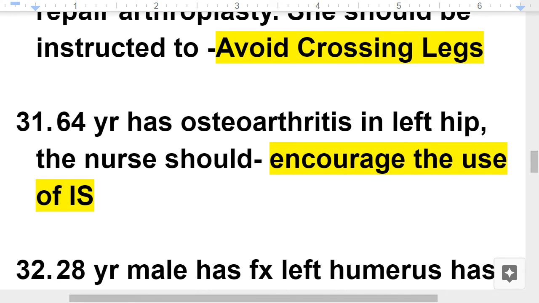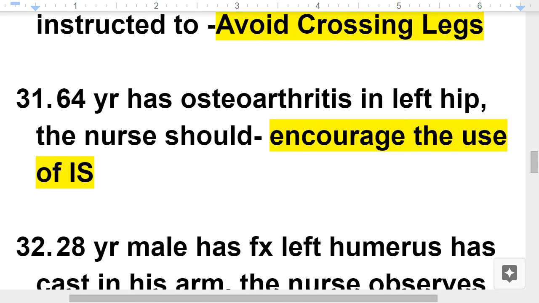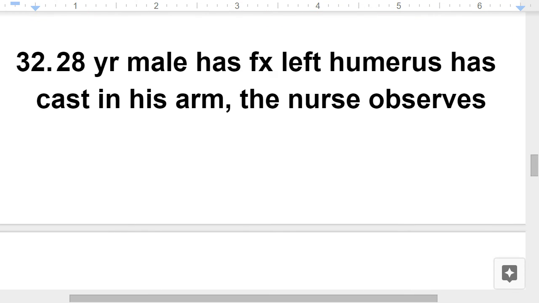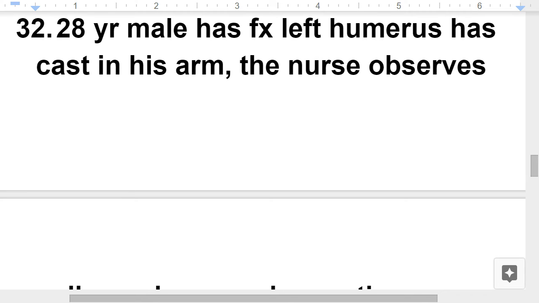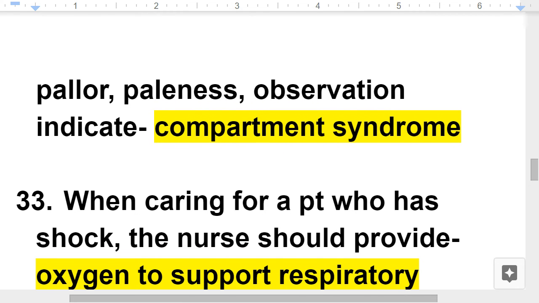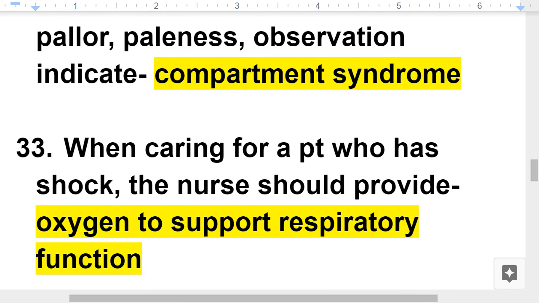A 64-year-old has osteoarthritis in left hip. Nurse should encourage the use of IS. A 28-year-old male has fractured the left humerus and has a cast on his arm. The nurse observes pallor, paleness. The observation indicates compartment syndrome. It's called compartment syndrome.